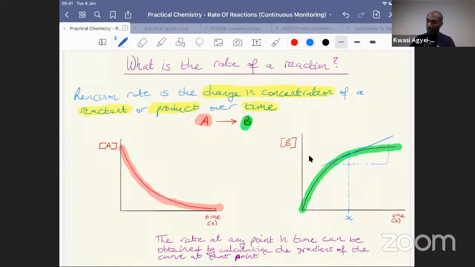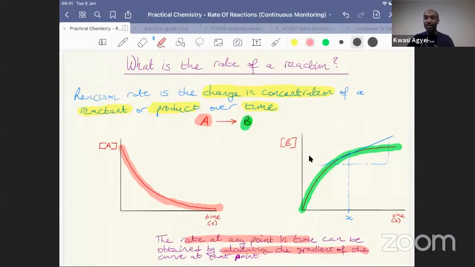So another key point to bear in mind is that the rate at any point in time can be obtained by calculating the gradient of the curve at that point. Okay, so some basics on rate to start us off.